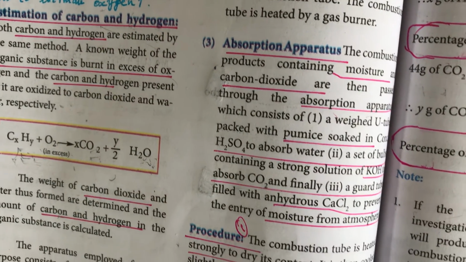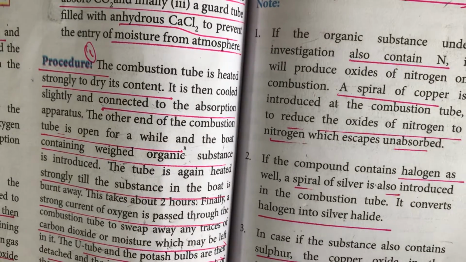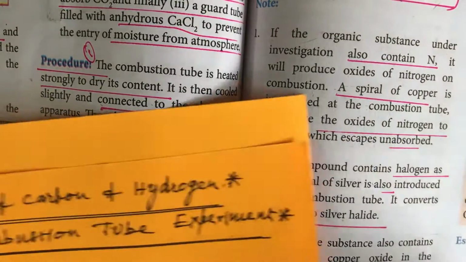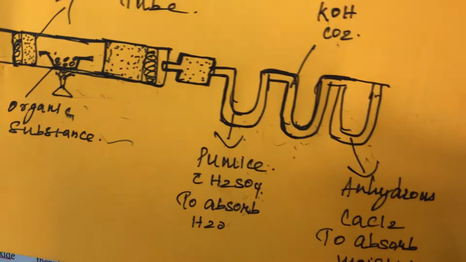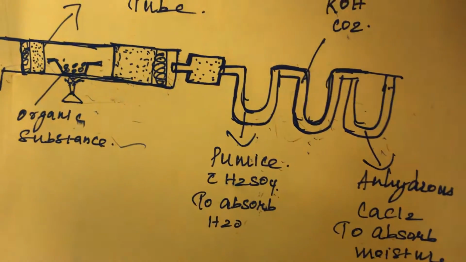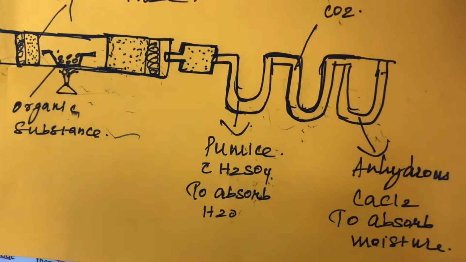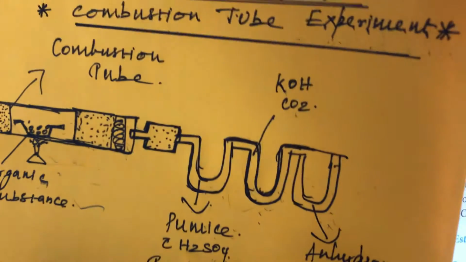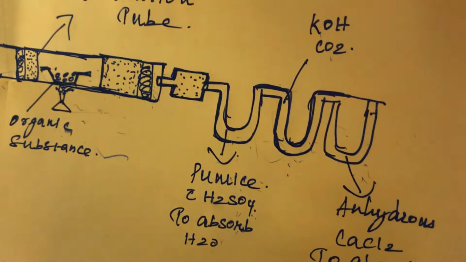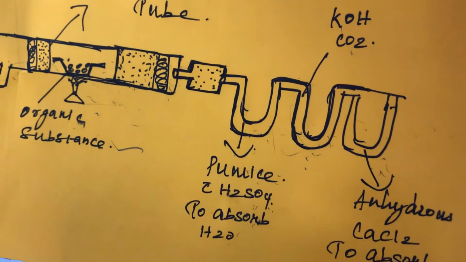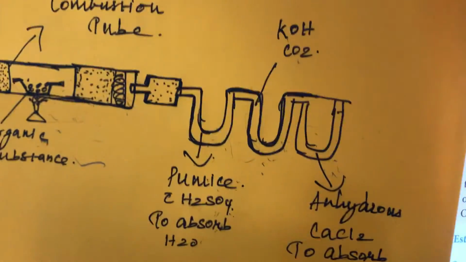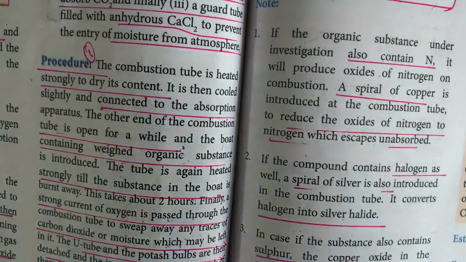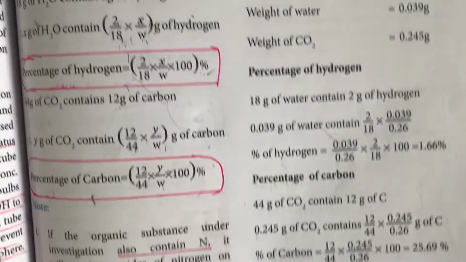Carbon is oxidized to carbon dioxide and hydrogen is oxidized to water molecule by the combustion tube experiment. The change in the weight of the water bulb and the bulb packed with potassium hydroxide is taken as the weight of water molecule and carbon dioxide. So that is used to estimate the weight of carbon and hydrogen present in an organic compound.